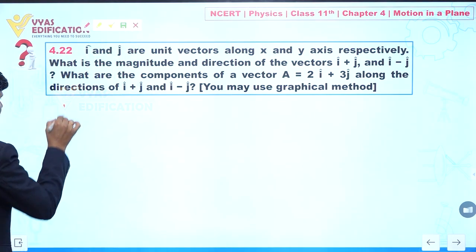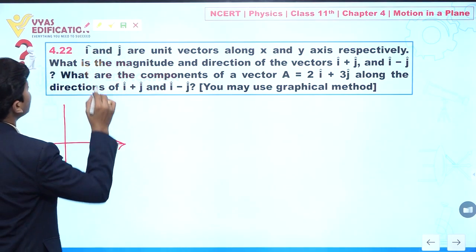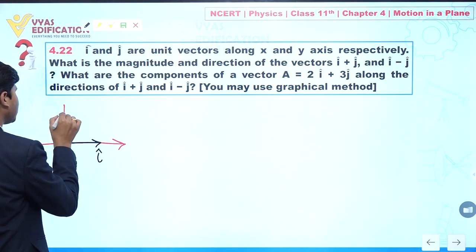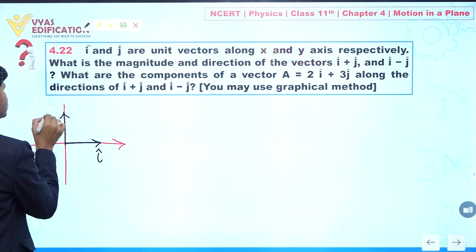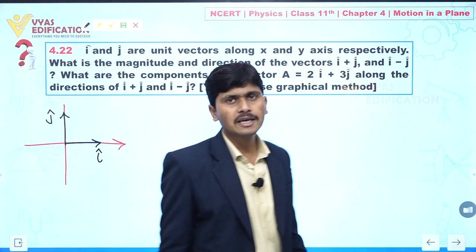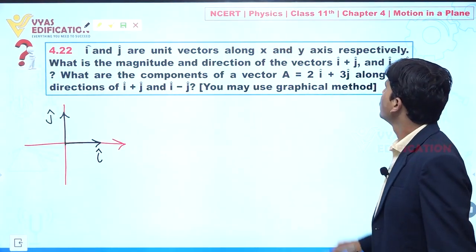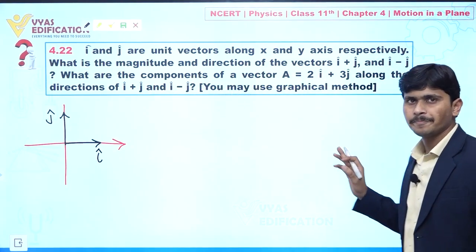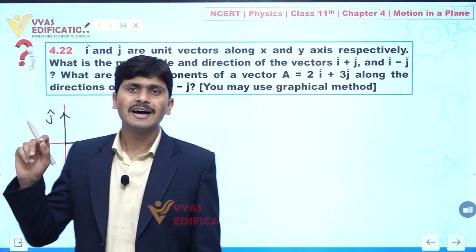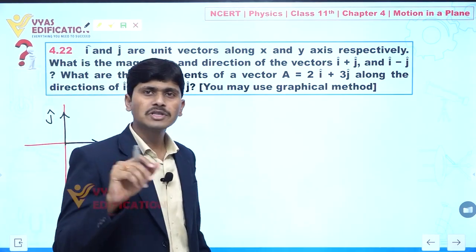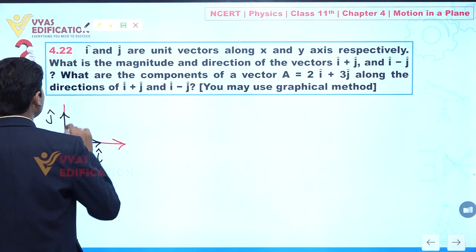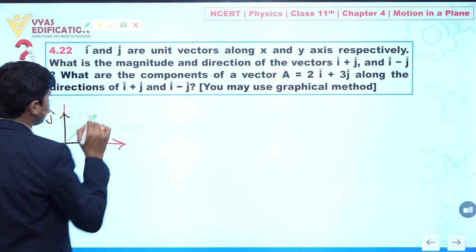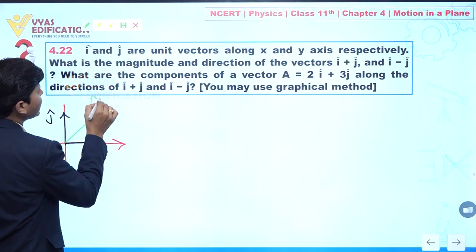Let's suppose if I draw here, this is i cap, the unit vector in the positive x direction, and this is the unit vector in the positive y direction. Clear? i cap and j cap are the unit vectors. Now, what is the magnitude and direction of the vector i plus j? i plus j means the x coordinate and the y coordinate are both positive. So, let's suppose I draw this one.